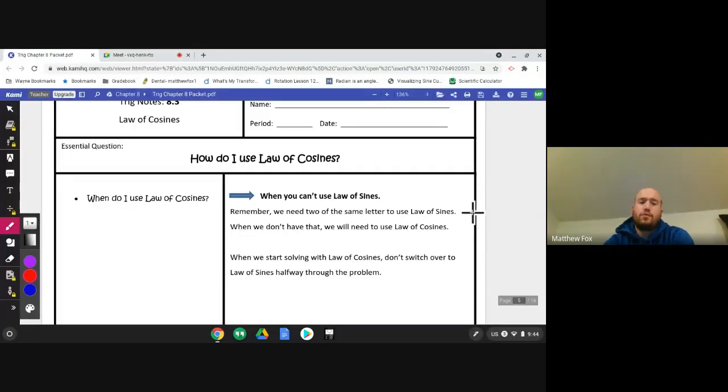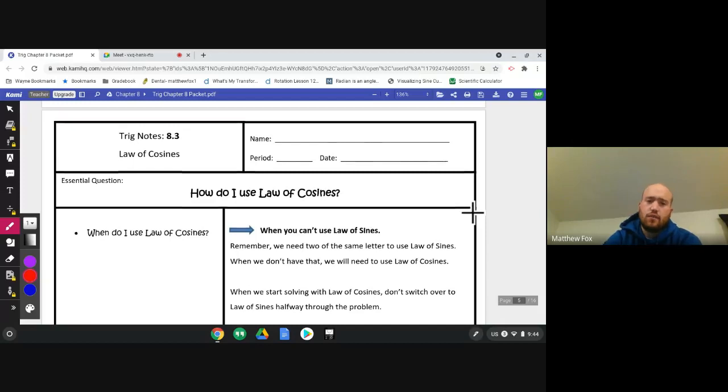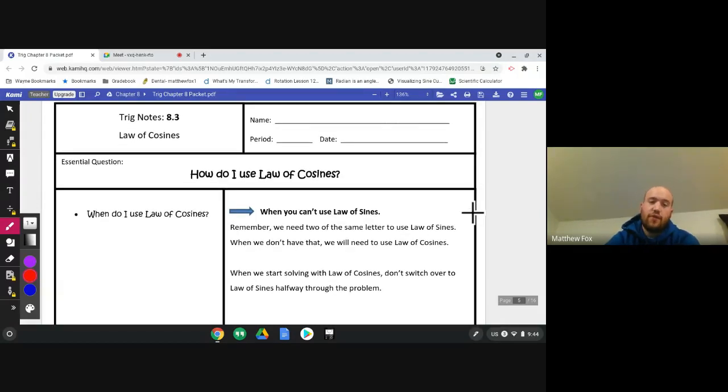All right, welcome back. Today we are going to be talking about the law of cosines. So far this week we reviewed SOHCAHTOA, which we use to help us solve right triangles. Now, if it's not a right triangle, whether it's obtuse or acute, we can use law of sines, which we learned yesterday. However, as it says here, we can only do that if we have two of the same letter.